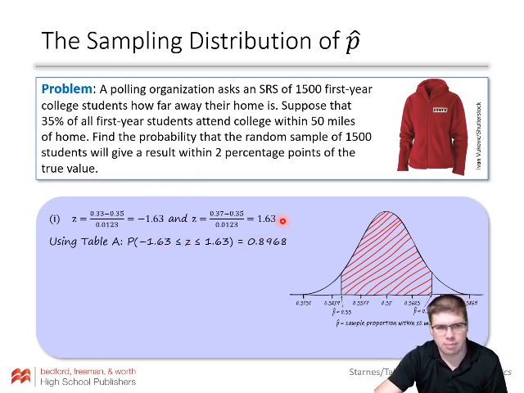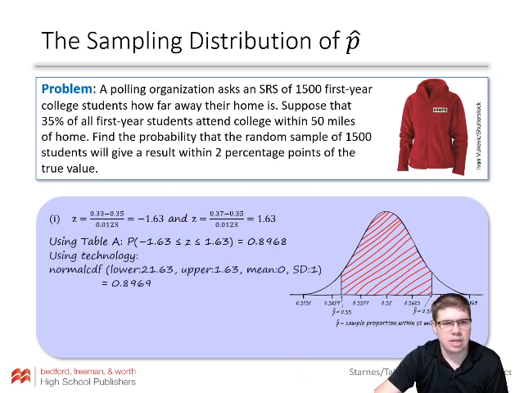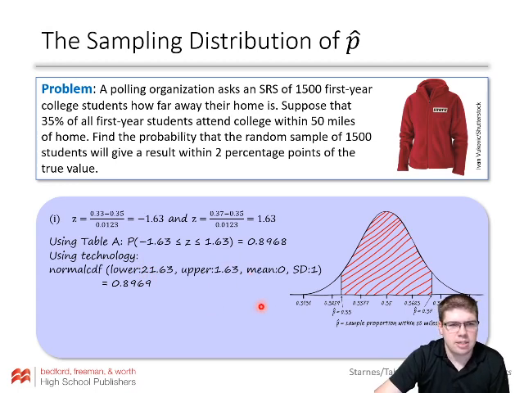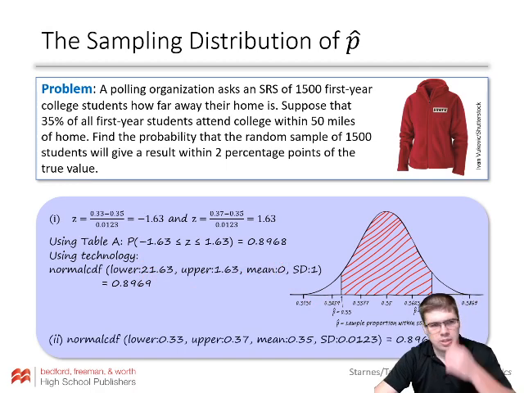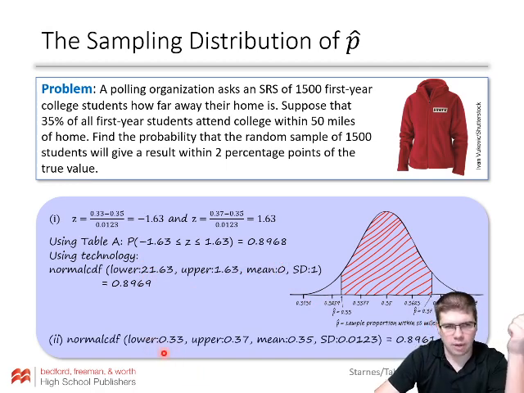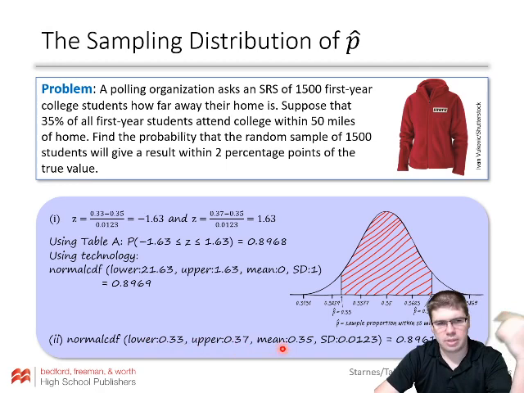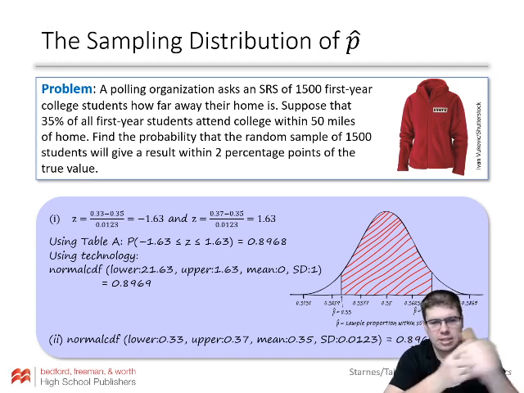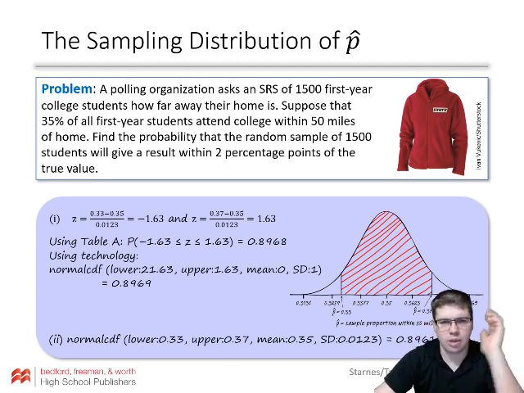And if you do that, you could look up a couple of areas in the table and subtract to get that, that's 89.68%. We could have also used technology with the z-scores, and this should say negative 1.63 to positive 1.63, so that many standard deviations, to get the same. And of course, we could type it in using the actual raw values, lower and upper, 0.33 to 0.37, with that mean and standard deviation. So under the right conditions, we can figure out that our sampling distribution of p-hat is going to be approximately normal. We can calculate the center, we can calculate the spread, and do some normal calculations with it.